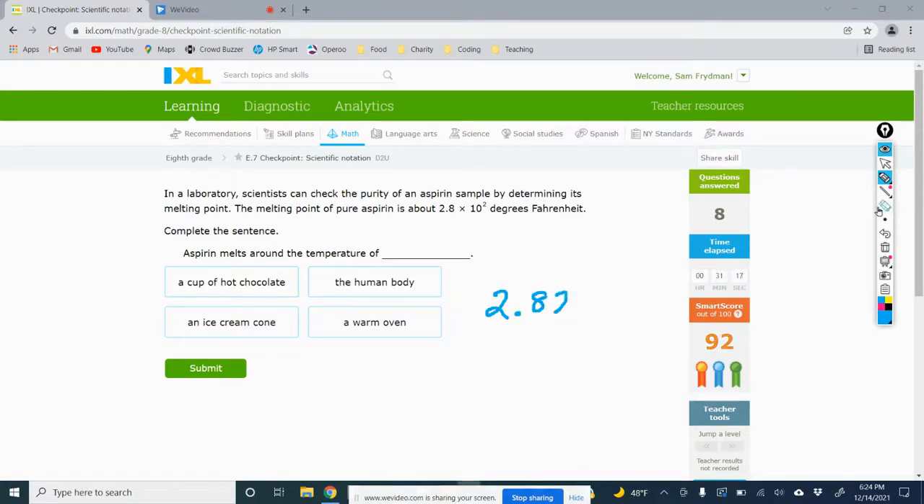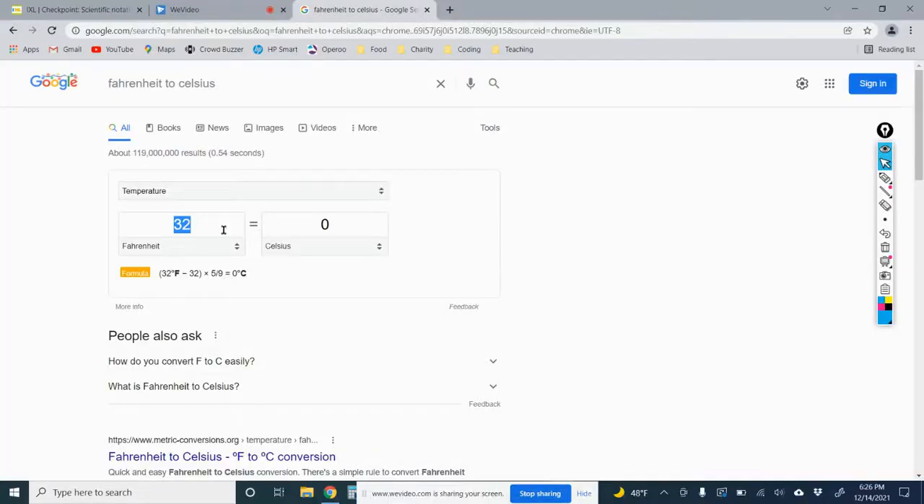If I take this decimal here and I move it 2 spaces to the right, 1, 2, I get 280. Okay, 280, and that is degrees Fahrenheit. For those of you who come from a country where they measure heat in Celsius instead of Fahrenheit, which is most countries actually, we can go to a calculator to work that out. So you can just search for Fahrenheit to Celsius, and then we'll type in 280.